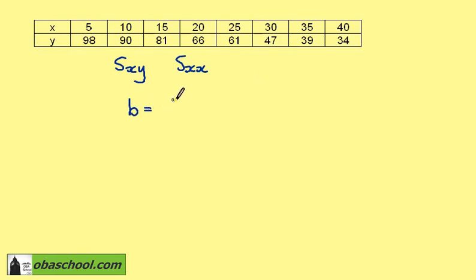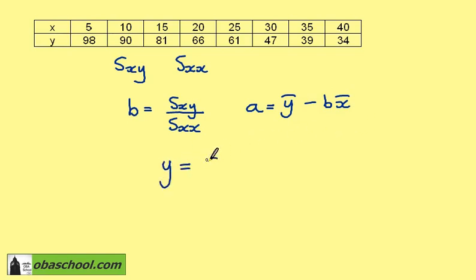Once we have these, we compute b, which is Sxy divided by Sxx, and then we compute a quantity called a, which is the mean of the y values, take away b times the mean of the x values. Once we have this, the regression line is a plus bx.